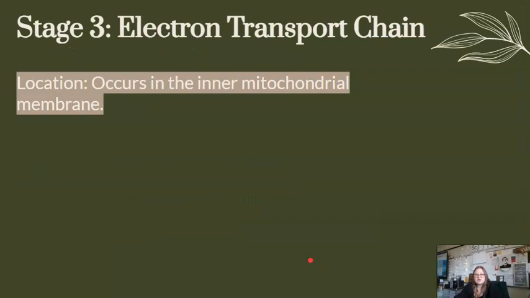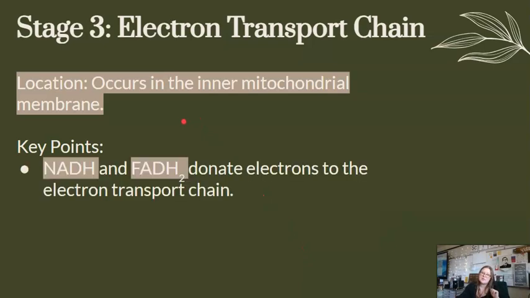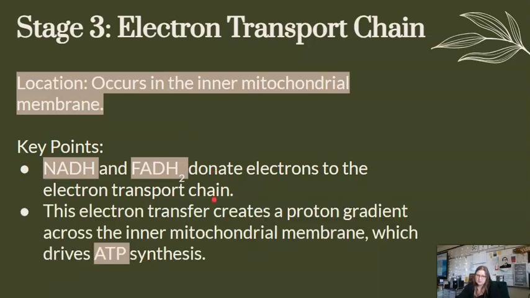Stage 3 is the electron transport chain. This occurs in the inner mitochondrial membrane. Within the mitochondria, there are more membranes going throughout, and this is happening on that membrane. NADH and FADH2 donate electrons to the electron transport chain. And this electron transfer creates a proton gradient across that inner mitochondrial membrane, which drives ATP synthesis, which means we are creating more ATP.